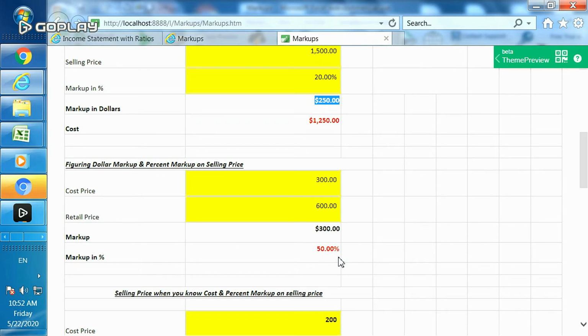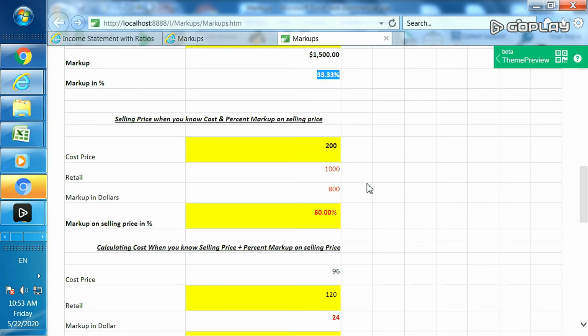Then if you have your cost price and your retail, should you need to know what your markup is or what your markup in percentages, this calculator can figure that out for you as well. So let's say your cost price for a certain item is $3,000 and your retail price for the same item is $4,500. As you can see over here, this calculator automatically figures out your markup in dollars and your markup in percentage.